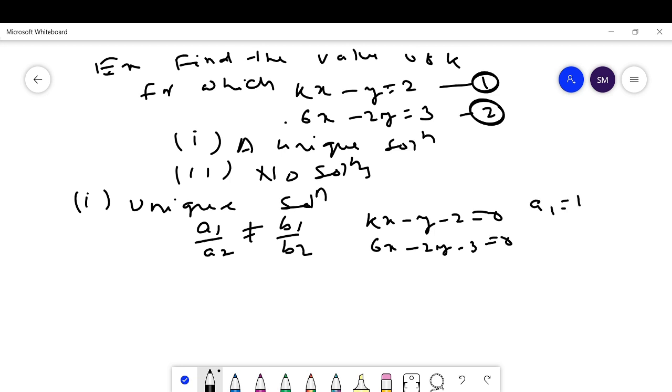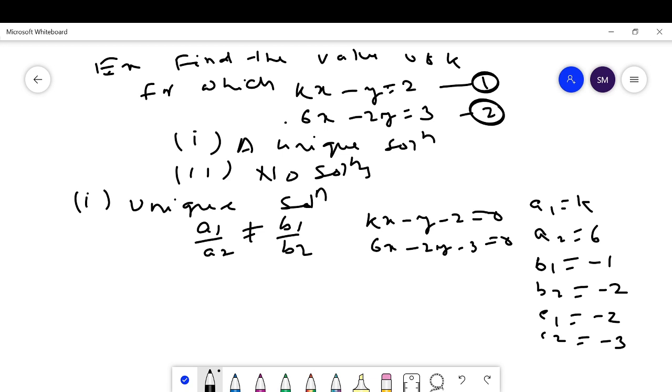Here A1 is the coefficient of x in equation 1, which is k. A2 is the coefficient of x in equation 2. B1 is the coefficient of y in equation 1, B2 is the coefficient of y in equation 2. And C1 is the constant in equation 1, and C2 is the constant in equation 2. Then here the condition is A1 upon A2 is not equal to B1 upon B2. Find the value of k for this.